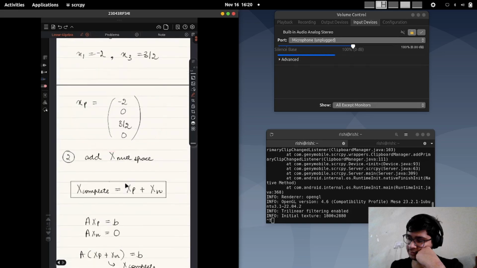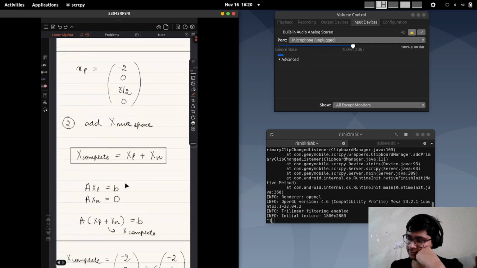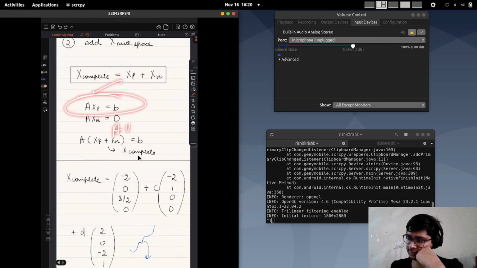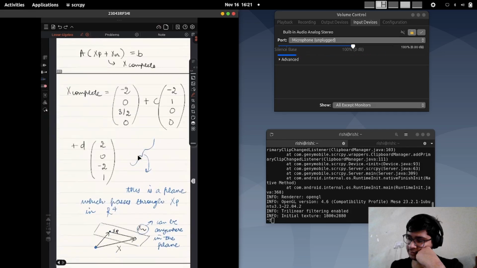Now to make this a space, we can add a null space to it. And see, adding null space won't change anything, because A x_particular is b. Okay, that's very bad handwriting. A x_particular is b, and A x_null is 0. So adding both will just make a new x which also satisfies Ax equals b, because adding the null space to this will also result in a new x which will result in b. So this is the complete solution.